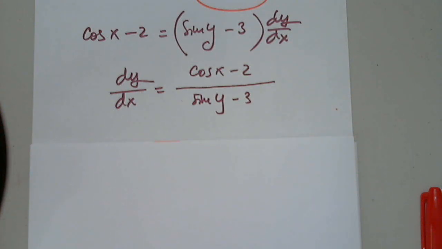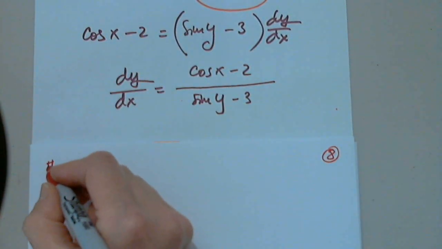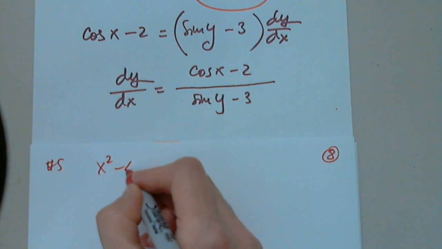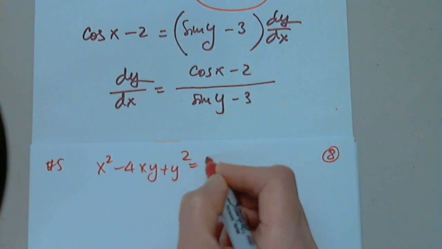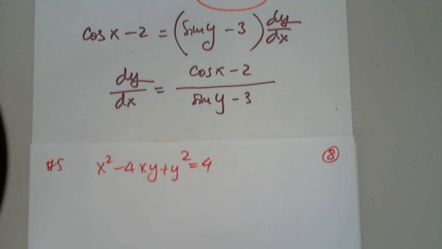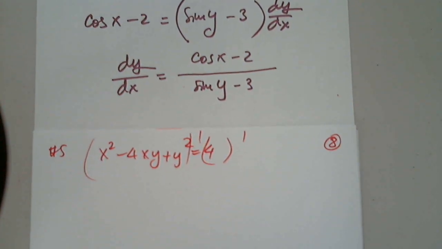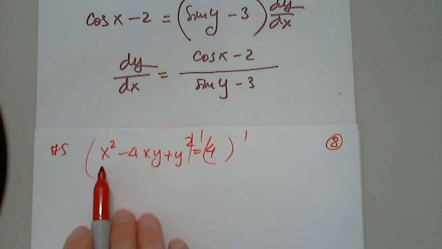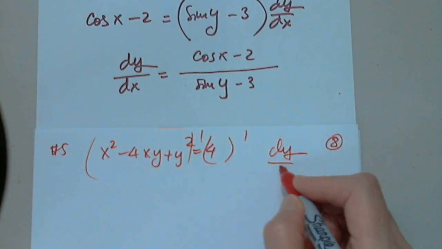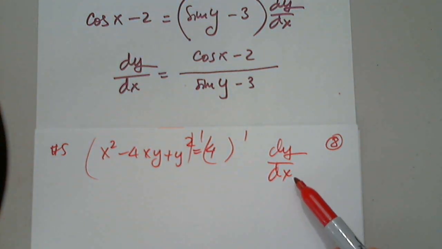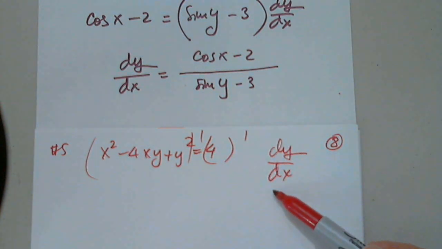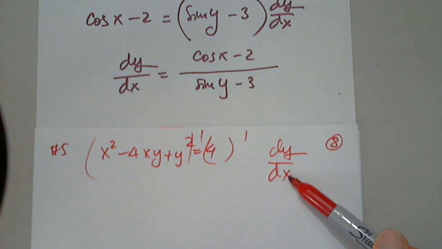Where is 5? Okay, so we have in 5, I'm on page 8. In number 5, we have x squared minus 4xy plus y squared equals 4. Perfect. Again, no one, I mean, this one is quadratic in y. We could solve it, but nobody wants to do that. We apply this operator on both sides. So we want to find dy over dx. This tells us 2 things. We want to find the derivative of y with respect to x. Y is a function, x is the independent variable.